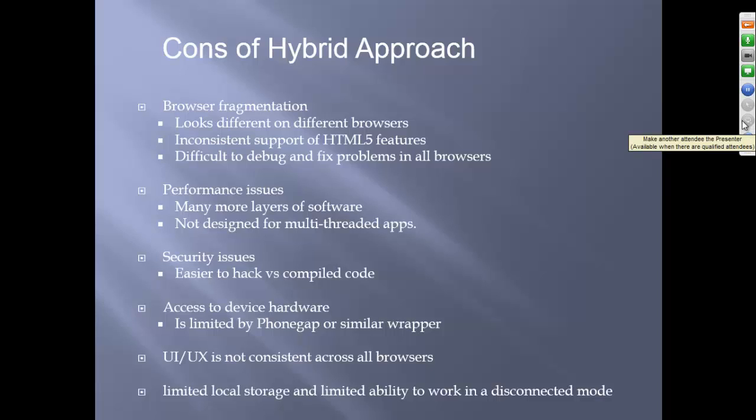You may find yourself having to extend their APIs with some native code to be able to get at the hardware. So this type of an approach, a hybrid approach, has a number of limitations when it comes to accessing hardware, and you should be aware of those limitations. And if your app relies on or depends on fast access to device hardware, this may not be the right approach for you.